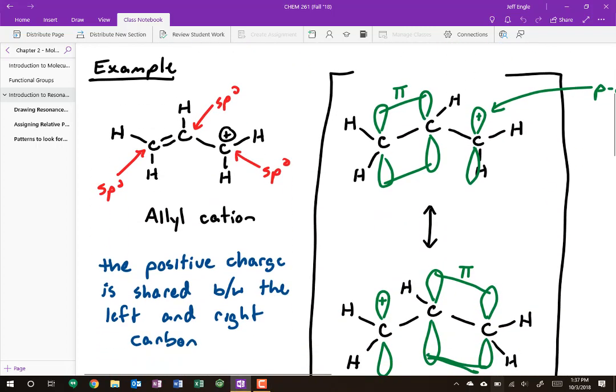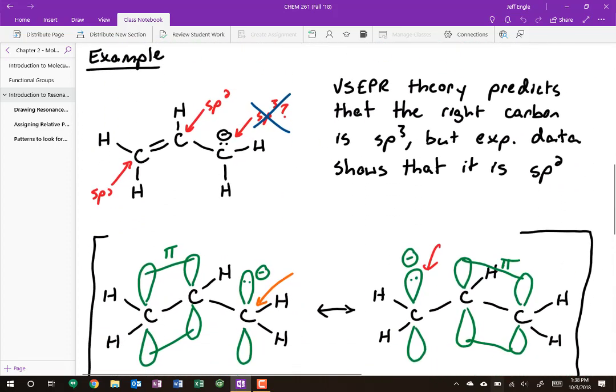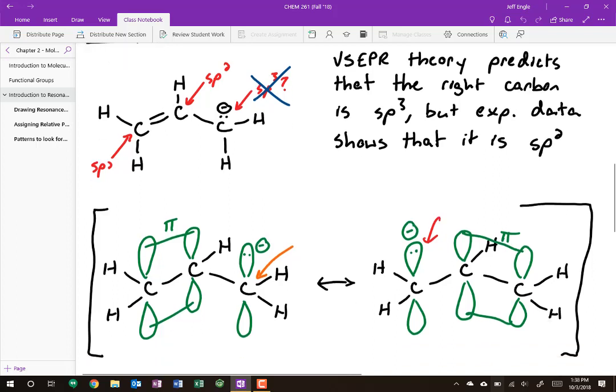And in these examples, we said whenever you have these aligned p orbitals, you can share electron density between, in this case, a pi bond and a positive on an sp2 hybridized carbon. And then we got into this weird example down here where we said VSEPR theory predicts that the carbon on the right would be sp3, but if it were sp3, we couldn't move that negative charge around. It would be stuck on that right carbon. However, if it were to adopt an sp2 hybridization, then we can delocalize, and that is experimentally observed.